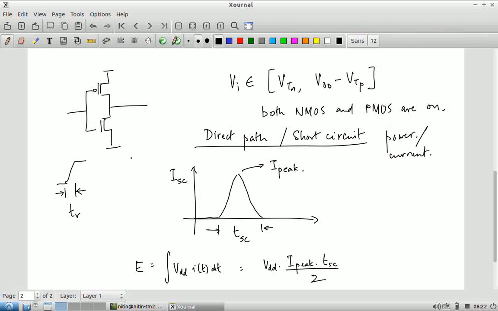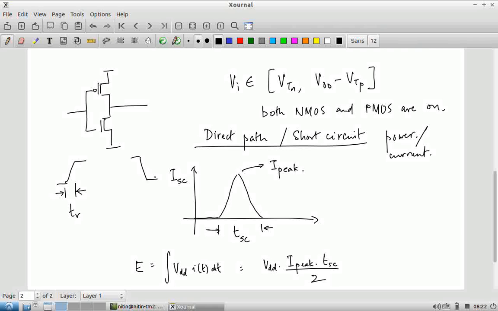Slope of its transition, input or output. See, there are two things over here, right? The input changes like this, the output correspondingly is also falling. Right? So now, the main thing that is going to determine your TSC, the short circuit duration, is going to be your input. Because that is what determines when you cross VTN and when you are going to cross VDD minus VTP. Okay? So the short circuit duration is going to be determined largely by your input slope or your input slew rate.